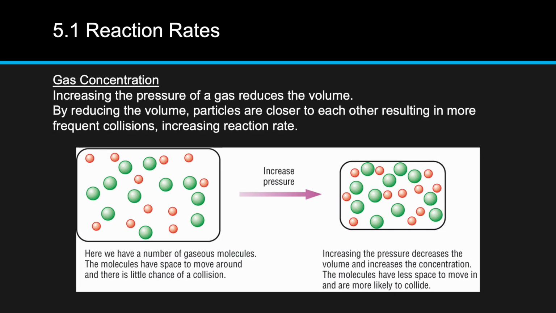Hand in hand with concentration is pressure. If we are talking about a gas, it's really important that you know it's only for gases. When we increase the pressure, we reduce the volume. And when we reduce the volume, the particles are closer to each other, which results in more frequent collisions, increasing the reaction rate.